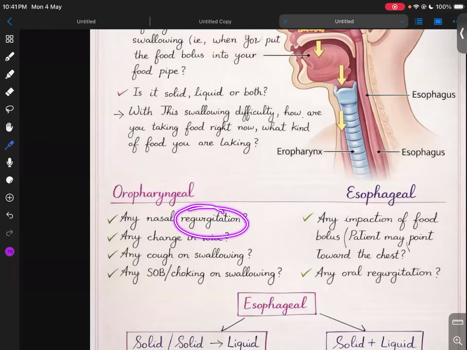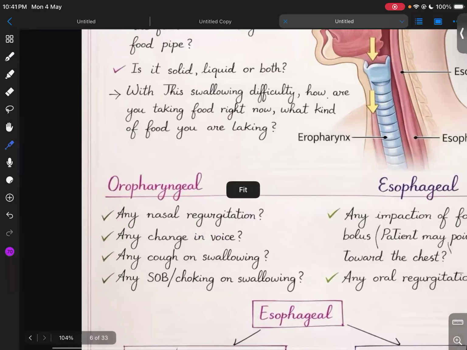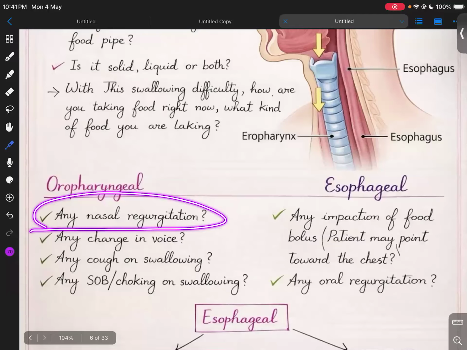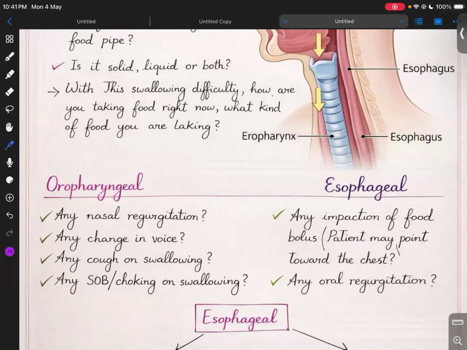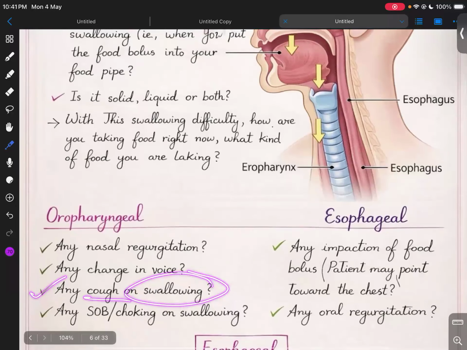Regurgitation is a jargon, so we have to ask in this way: have you noticed any food particle coming through the back of your nose? This is the question of nasal regurgitation. We have to ask, have you noticed any change in your voice? That is the nasal voice. We have to ask, have you noticed any cough on swallowing? That is due to the aspiration.